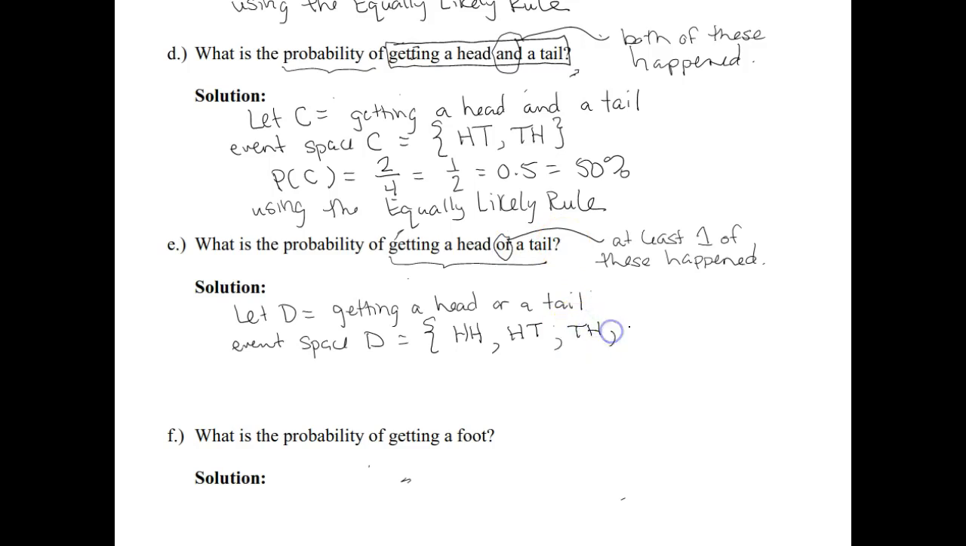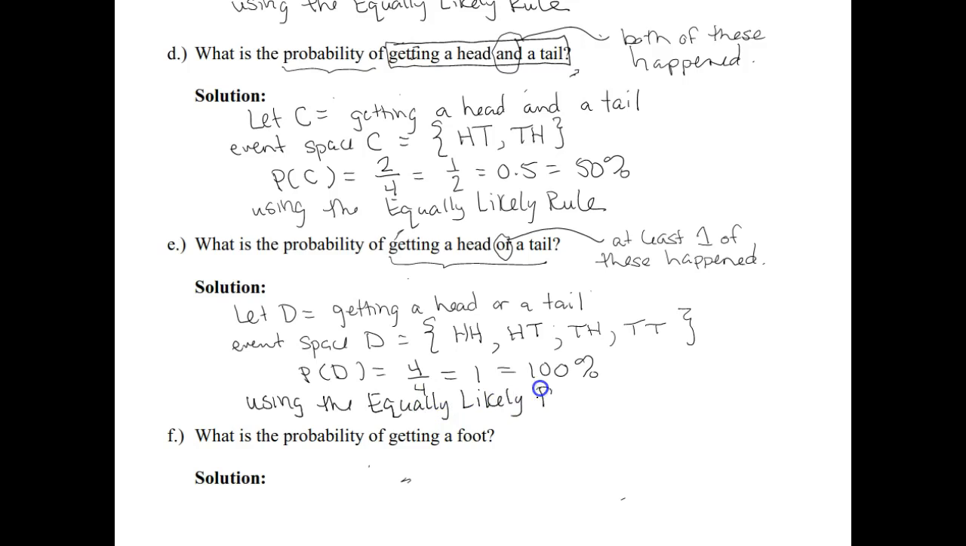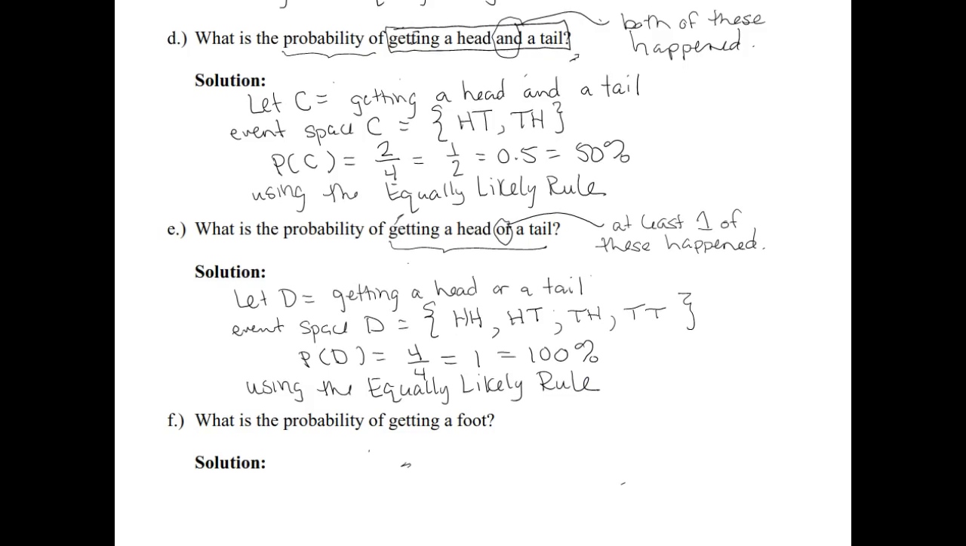Same thing with tail head and tail tail. So all of the outcomes meet it; every time we flipped the coin we had to have flipped either a head or a tail. So in this case our probability of this event happening is 4 out of 4, or 1, which is 100%. It has to happen. And again, I just want to keep emphasizing that in these cases we are using this equally likely rule, which allows us just to count events. Later we aren't going to be able to do that when things are not equally likely.